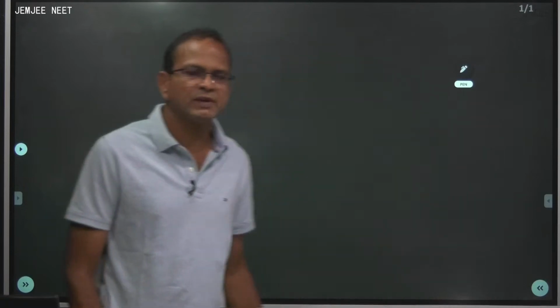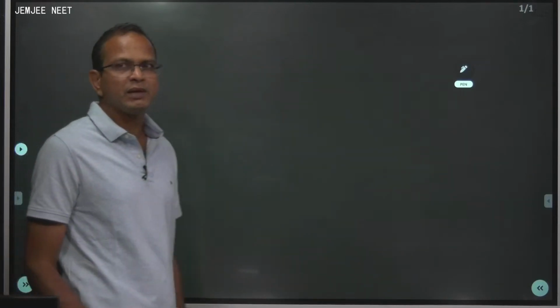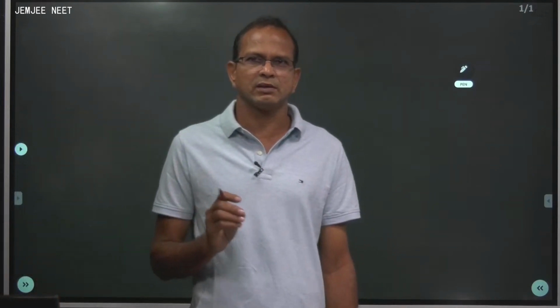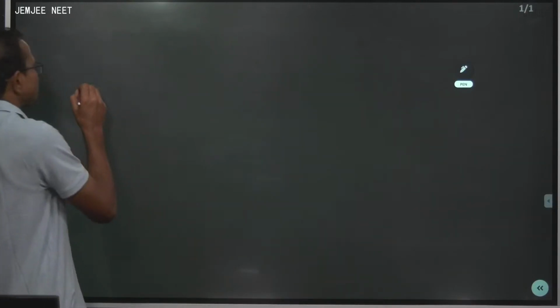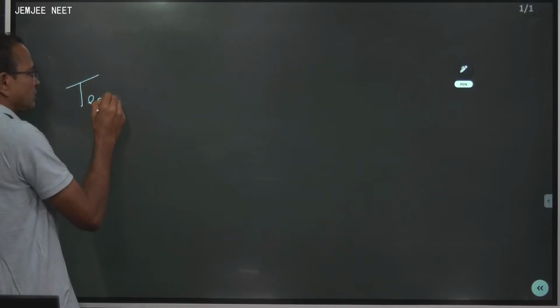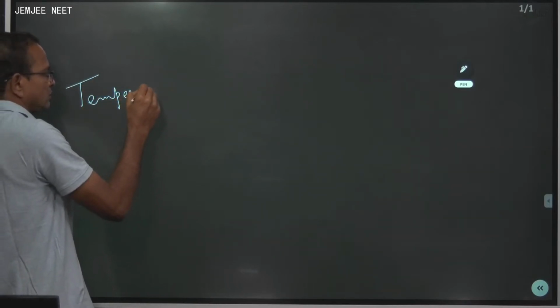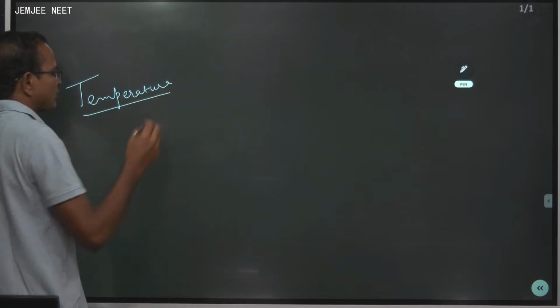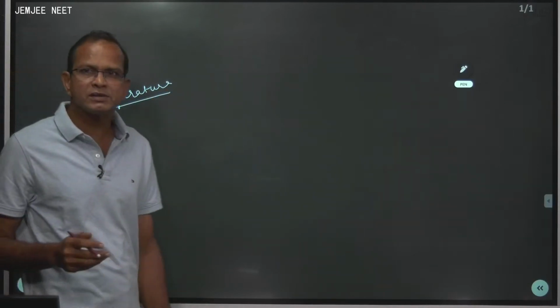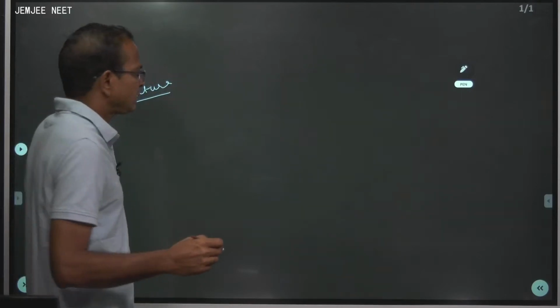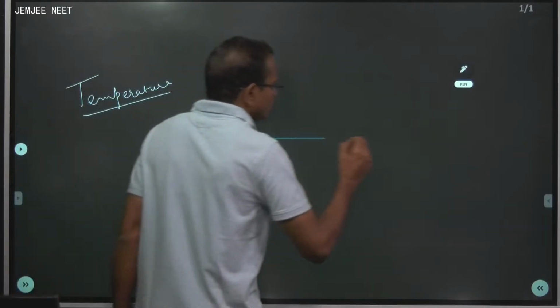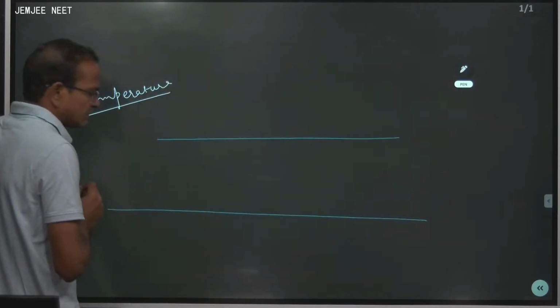So we shall start with first, temperature conversion. We will go for the basic quantity in thermodynamics, the temperature. What is temperature? What is temperature of a body? It is the degree of hotness or coldness of the body, right? So the temperature scale goes like this.